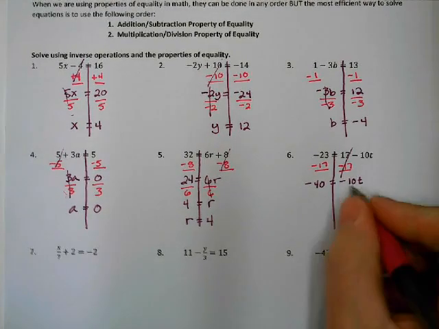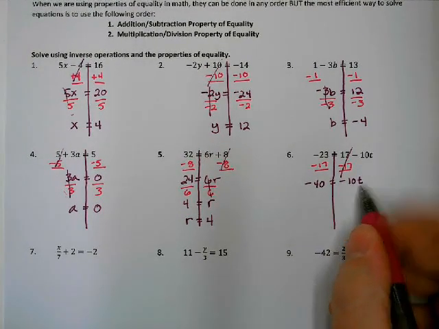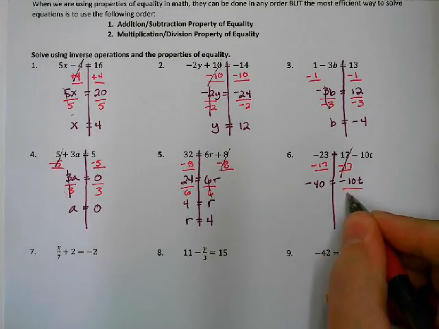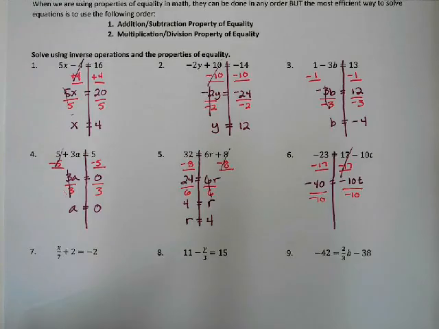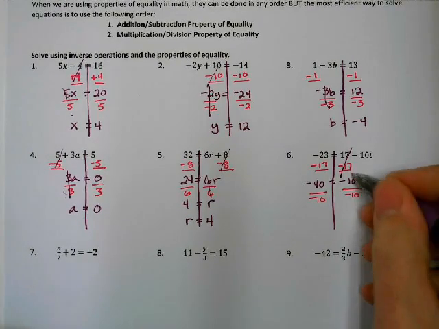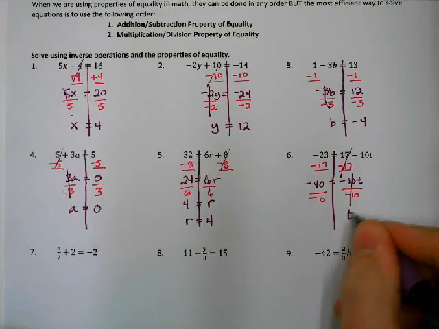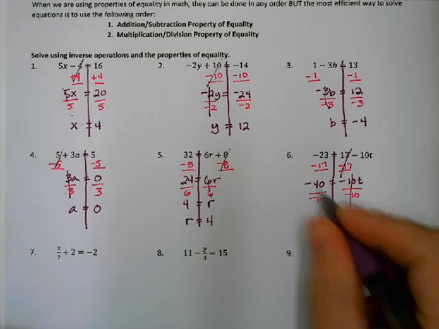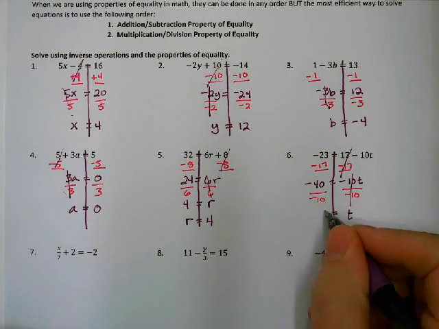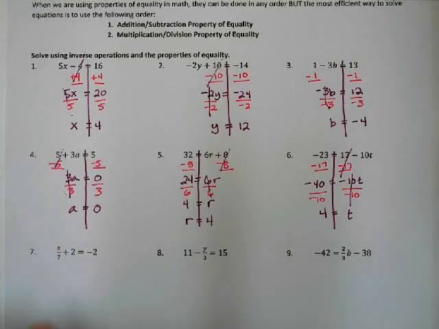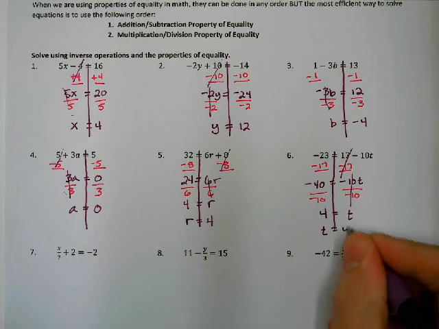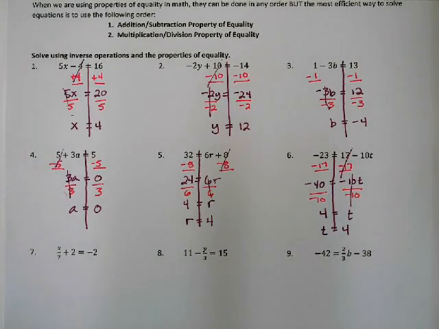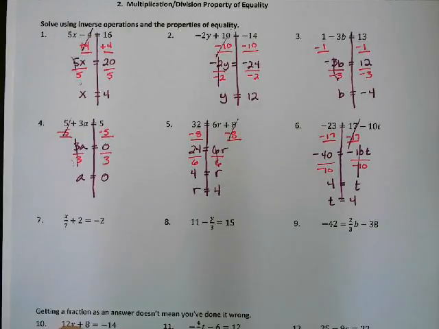And now, negative 10 times t. So we'll use the division property of equality and divide by negative 10 on both sides. This makes 1, so I'm left with t on that side. On this side, negative 40 divided by negative 10 is positive 4. And then I would just flip it around to have the t on this side.